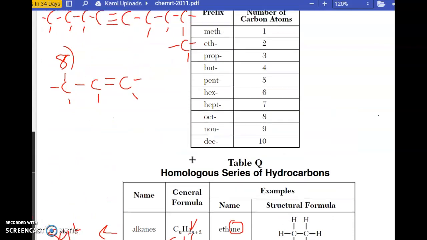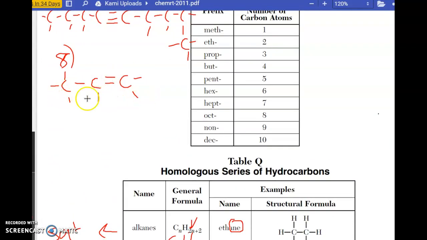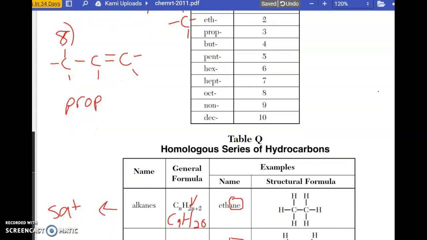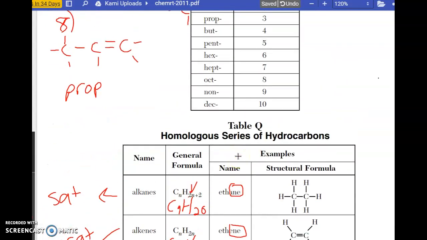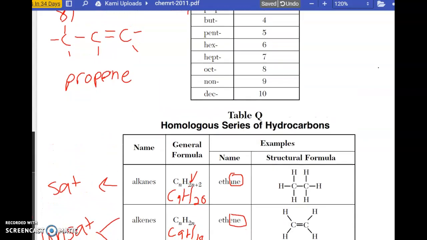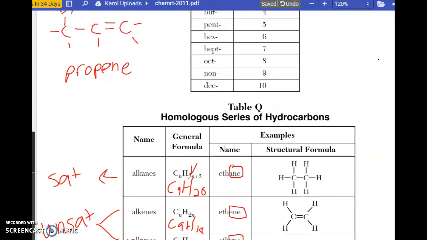Okay, so let's figure out what the name of this one is. So we have 3 carbons, so the prefix is prop. We have a double bond, so the ending is -ene. And that's it.